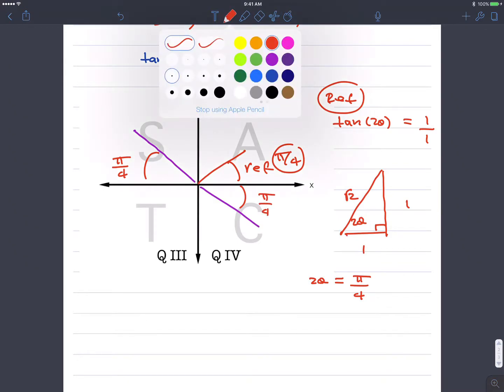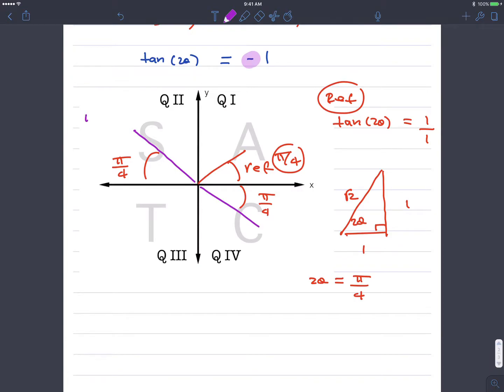Let's find the angle. Quadrant 2. Pi minus pi over 4. Is that right? What do you guys know? What is that? Good. And over here you get 2 pi minus pi over 4. Quadrant 4 solution. What does that give you? What do you guys think? Is that 5 pi or is that 7 pi over 4? I think that's 7 pi over 4. Is that right?